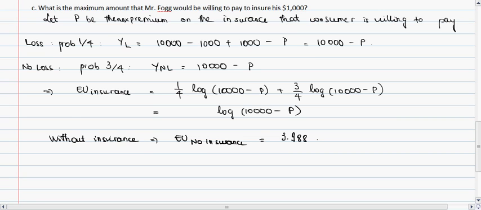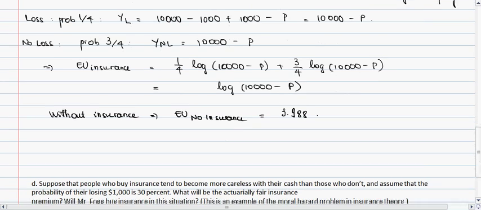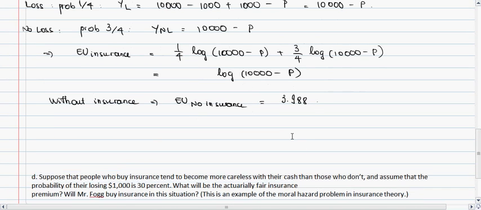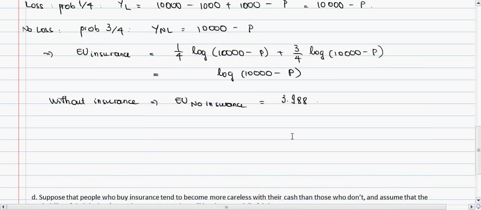Therefore, the maximum that the consumer is willing to pay for the insurance is going to be the amount such that the expected utility he gets from the insurance is equal to the expected utility that he gets from having no insurance. He wouldn't want to pay such an amount that with the insurance he will get a lower expected utility than without the insurance.